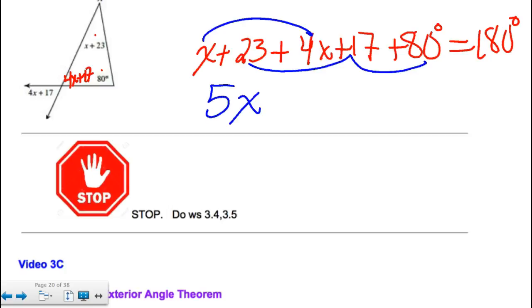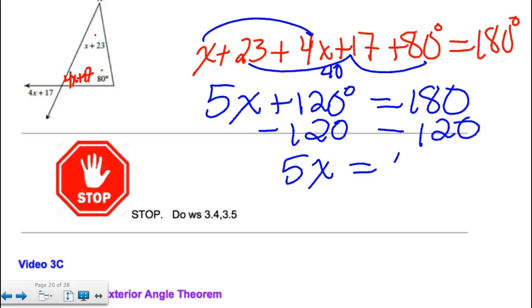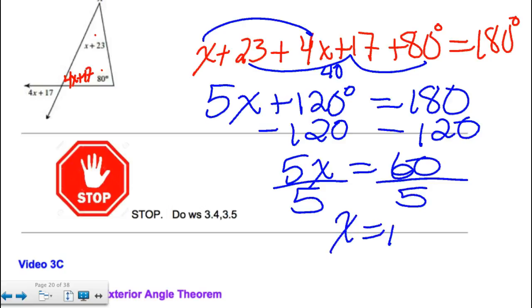And then I've got the 40 plus the 180, so I've got 120 degrees in there, and 5 times x, that has to equal 180. I'll subtract the 120. I'll get 5x is equal to 60. I'll divide both sides by 5, and I'll get x is equal to 12.